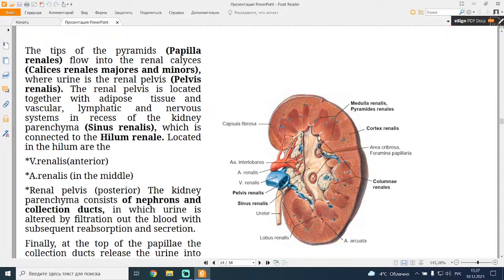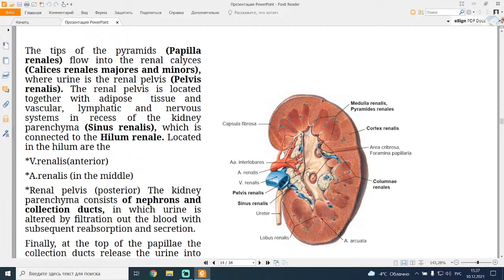The tips of the pyramid, papilla renalis, flow into the renal calyces. This is calyces renalis majoris and minoris. This is minoris, this is majoris. Where urina collects is the renal pelvis, pelvis renalis.